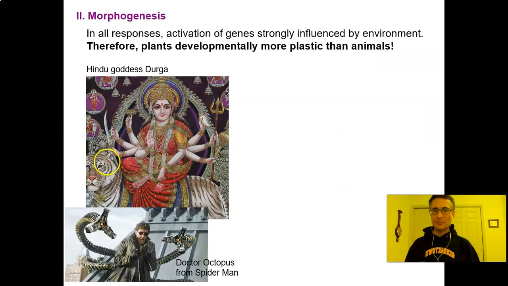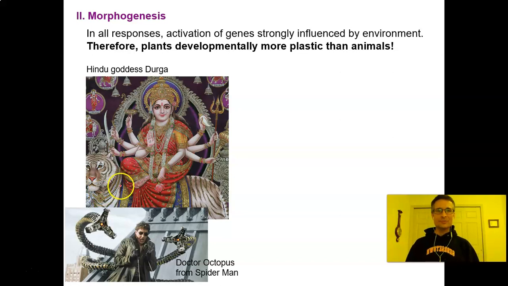I'll end this section on genes by pointing out that in all of these responses, the activation of genes is strongly influenced in some way by the environment. Maybe it's the external environment, maybe it's the internal microenvironment of the surrounding cell, but in one way or another, it's very influenced by the environment. And so what that means is that plants tend to be a lot more developmentally plastic than animals. Now, if we saw a horse, for example, with 8 legs, or a human with 8 arms, that would strike us as being very, very odd. That would be an example of developmental plasticity that we're just not used to seeing.